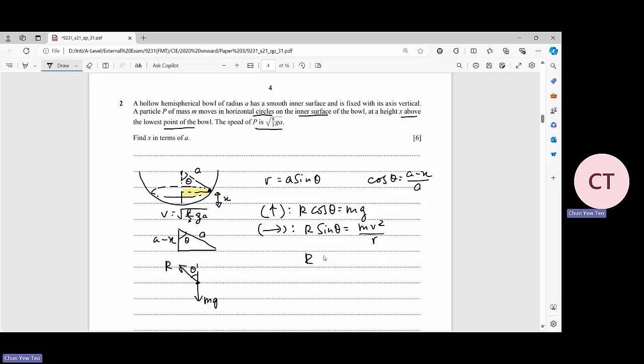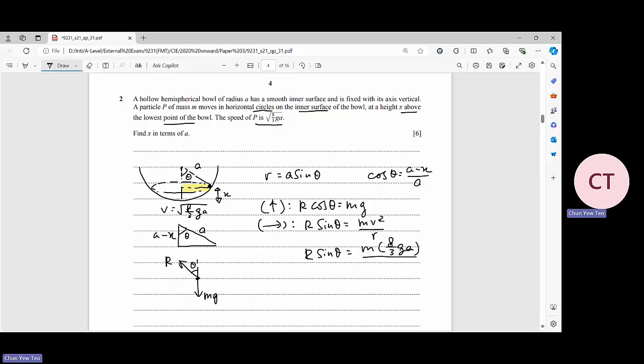You have R sin θ equals m times 8 over 3 ga, divided by r, and just now the r is a sin θ. So you can see that the a can cancel off. Then you will have R sin² θ equals 8 over 3 mg. Okay, so this is what you have.